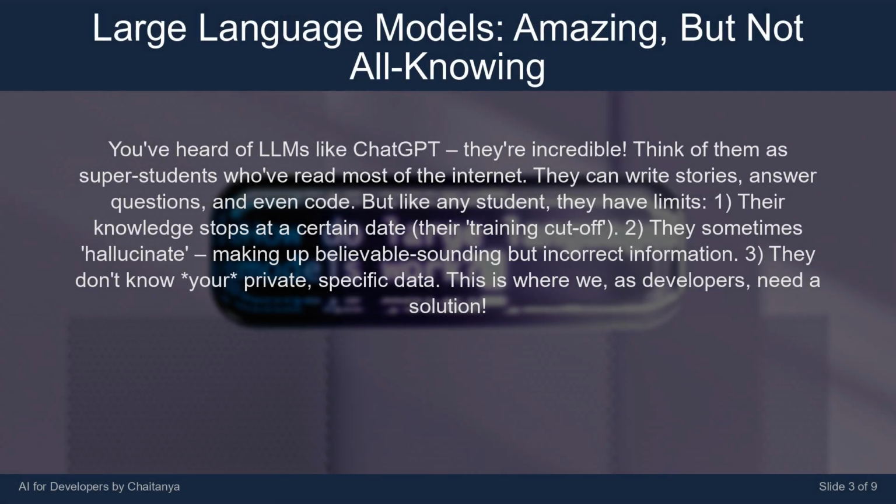You've heard of LLMs like ChatGPT, they're incredible. Think of them as super students who've read most of the internet. They can write stories, answer questions, and even code. But like any student, they have limits. 1. Their knowledge stops at a certain date, their training cutoff. 2. They sometimes hallucinate, making up believable sounding but incorrect information. 3. They don't know your private, specific data. This is where we, as developers, need a solution.